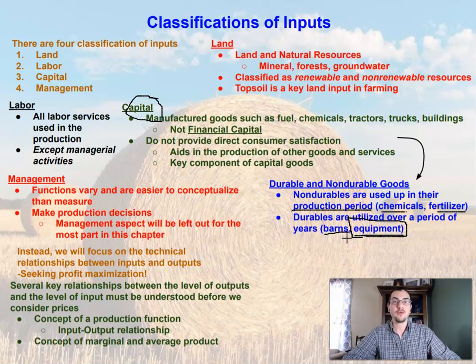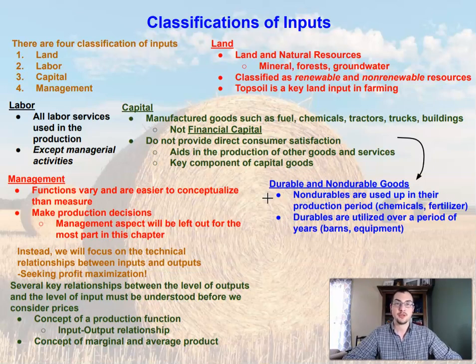You're going to use them over several production cycles. Whereas barns, you're going to use those over several production cycles. You don't build a barn to use it that year and be done with it. You build a barn to use it over several years, over several production cycles. Whereas stuff like chemical, fertilizer, feed, a lot of times, feed is going to be used up within that production cycle. So that's the difference between durable and non-durable. Durable are going to be used up over a course of years. Non-durables are typically used up within a year or in a shorter time span.